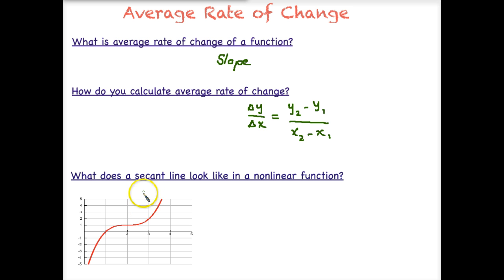Let's look at this third question. What does a secant line look like in a nonlinear function? So we're going to be dealing with these nonlinear functions and looking at average rate of change. Well, how do we do that? We do that by looking at secant lines. So let's go ahead and first look at a tangent line.